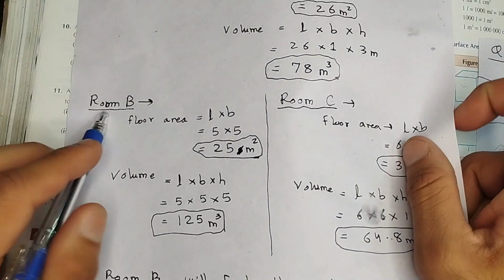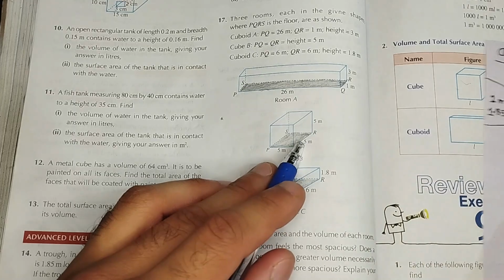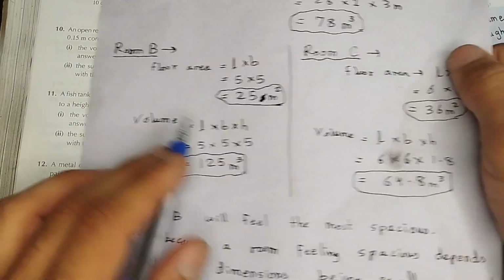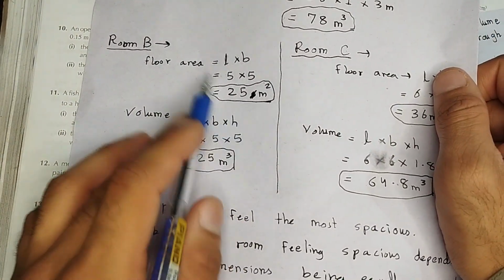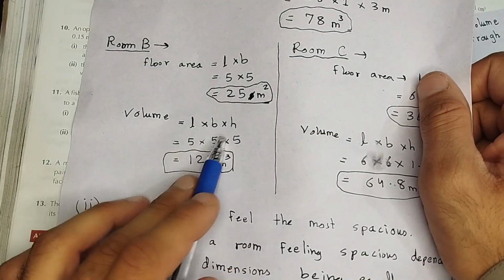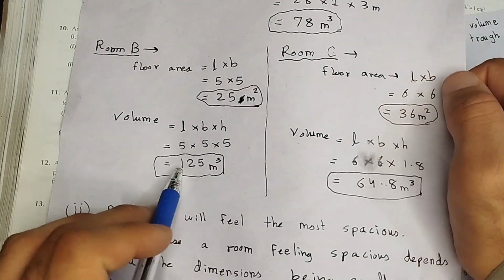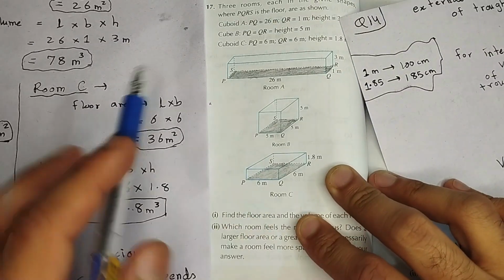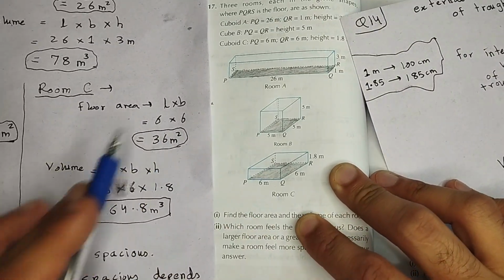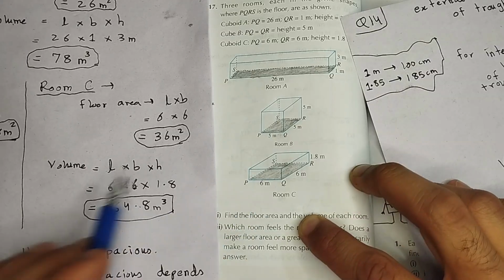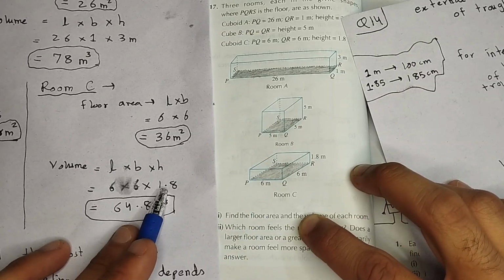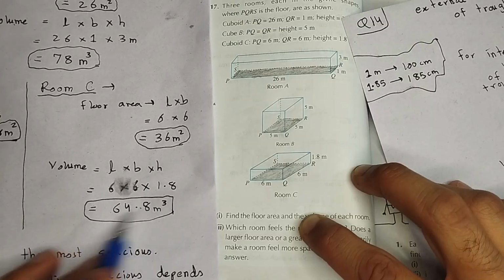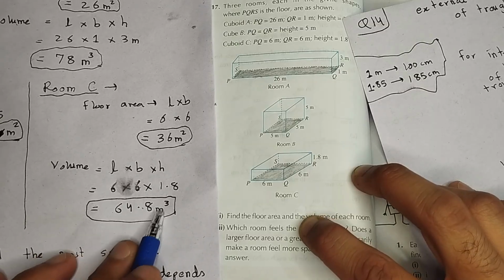Do the same for room B. Floor area is length multiplied by breadth. Length is given as 5, and breadth is again 5, so 5 multiplied by 5. You're going to get the floor area, remember this. Then we have the volume, 5 multiplied by 5 multiplied by 5, 125. Do the same for room C. Again, we have 6 and 6, so length multiplied by breadth is 6 multiplied by 6, which is 36. And then volume is 6 multiplied by 6 multiplied by 1.8. So do this multiplication, you will get 64.8.